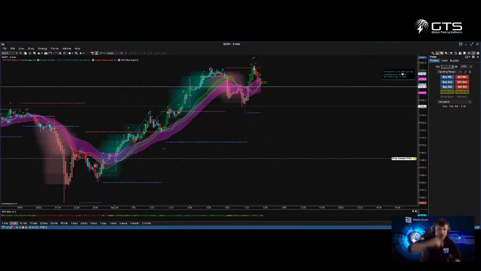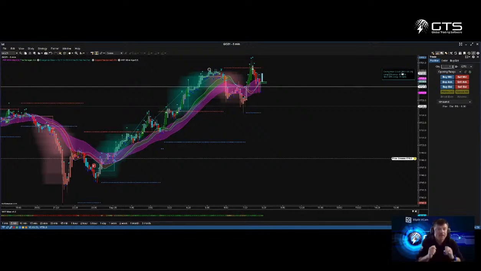Sometimes it won't break out the top of that, or it won't go down at the bottom. It'll just sit there and do this, but eventually it's going to go out the bottom or out the top, and you want to be in the trade at that point, right? All right, so that's how it's set up.